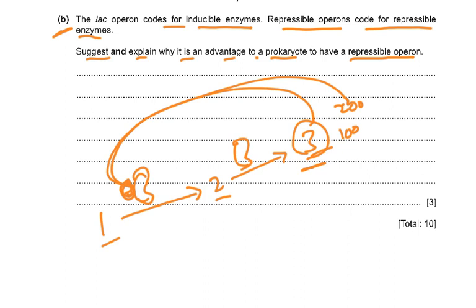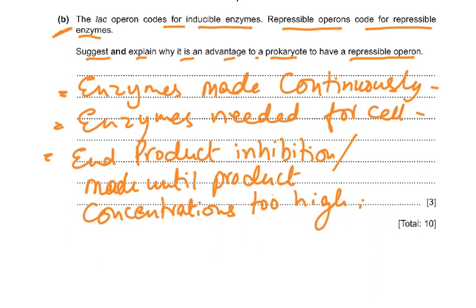So that is why there is this repressible operon. So how do we word this? Enzymes are made continuously, enzymes needed for the cell, but then at times we need to have the enzymes shut down, and that is when we talk of end product inhibition.